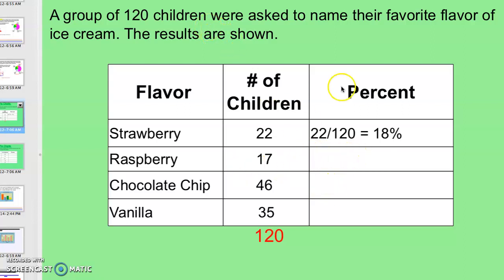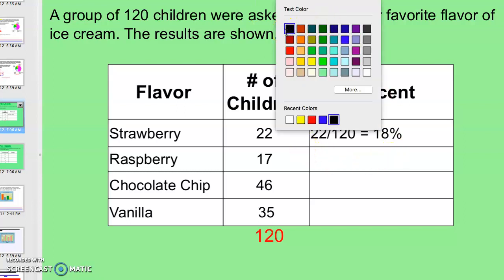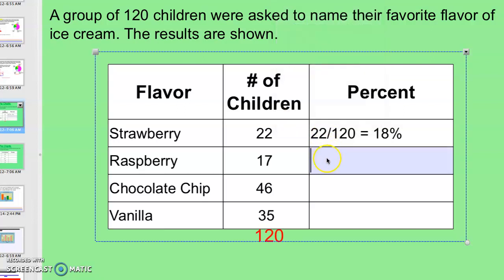So to do raspberry, we're going to do the same thing. Okay, so it's 17 students liked raspberry.